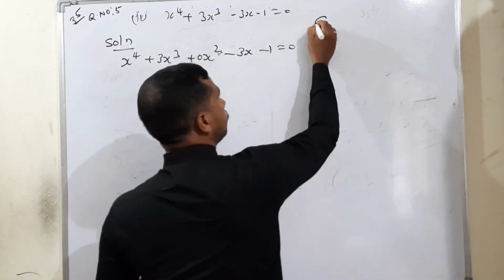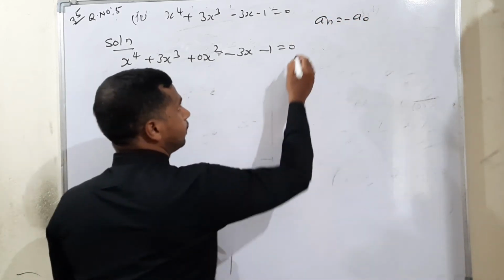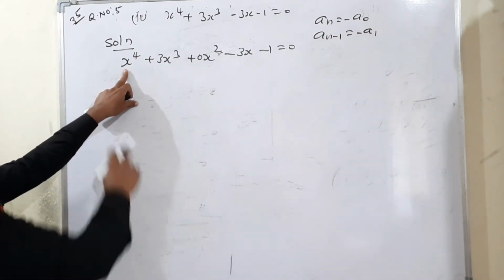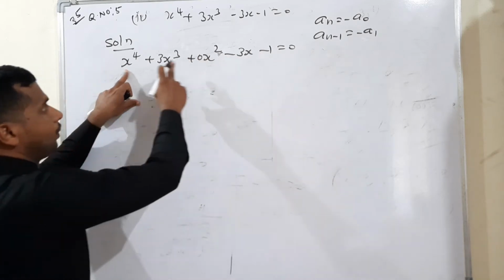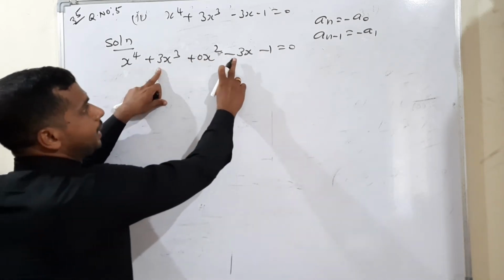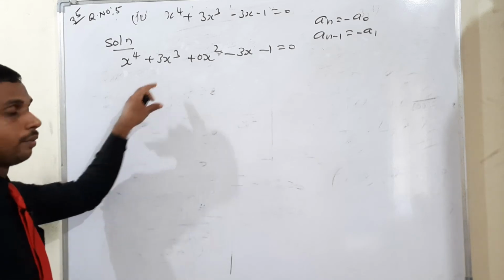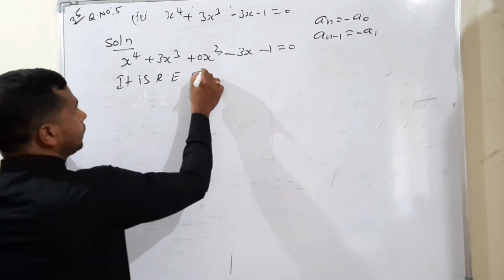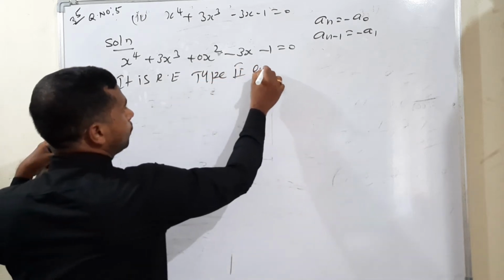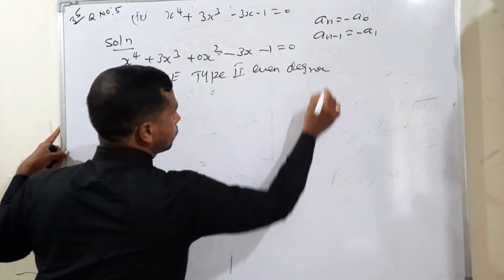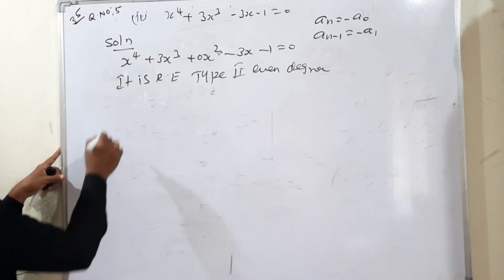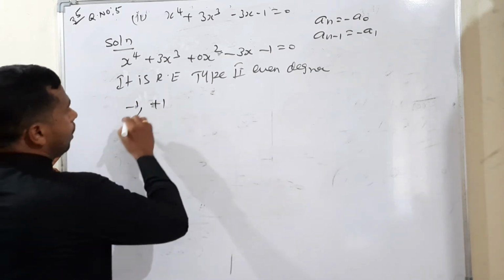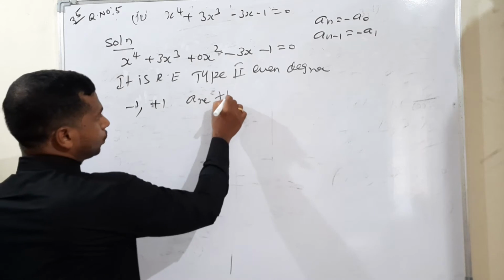What is the meaning of type 2? an is equal to minus a naught. Then an minus 1 is equal to minus a1. Look at there. This an means positive 1. This a naught is minus 1. Then an minus 1 is positive 3, a1 is equal to minus 3. Therefore, it is reciprocal equation. It is reciprocal equation type 2. Okay. Type 2 even degree. So, type 2 even degree means definitely we can say minus 1 and positive 1 are the roots.